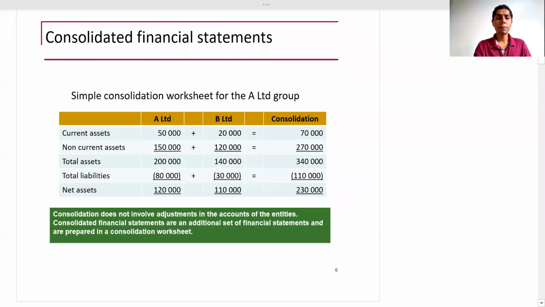So this is what we do. We have A Limited financial statements. We have B Limited financial statements. We combine. Then it is consolidated financial statements. And one important point that you need to remember, the consolidation adjustments are not carried out in these individual financial statements.